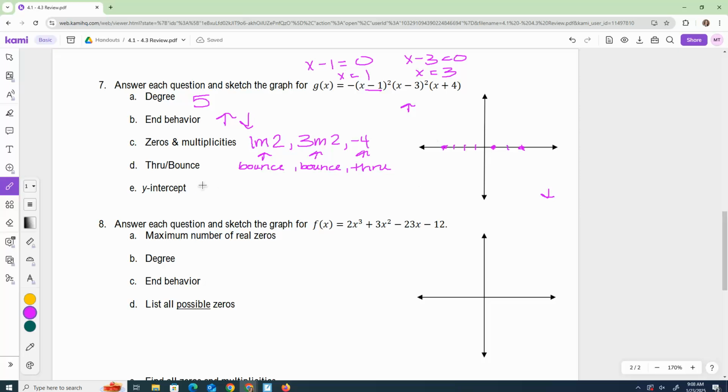And y-intercept, that's when x is 0, so if we put in 0 for all of our x's in this equation, so 0 minus 1 is -1 squared, 0 minus 3 is -3 squared, 0 plus 4 is 4. So what do we get? 1 times 9 times 4. -36. I'm just going to mark a point and say that's -36. So that's where I hit my y-axis.